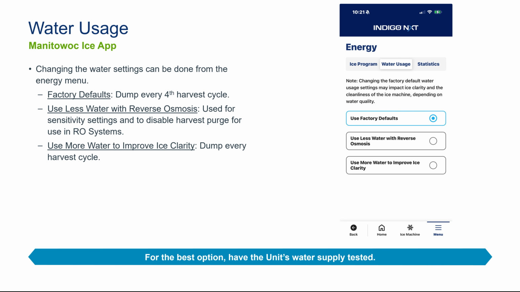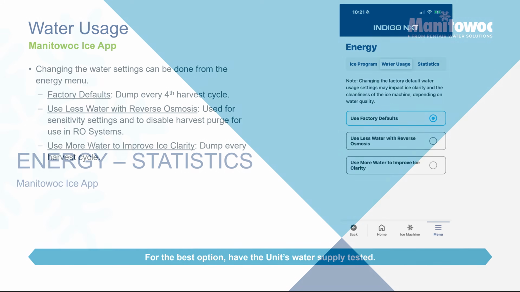Or we can choose to use more water to improve ice clarity. Maybe the customer does have a real hard water situation, but did not invest in a filtration system, a water treatment system, and they're not looking to do that. So use more water to improve ice clarity. This should help keep the machine cleaner longer, and it'll improve the clarity of the ice.